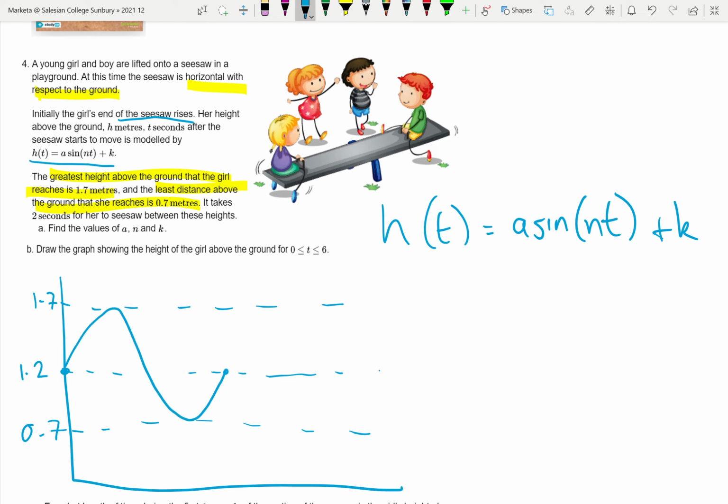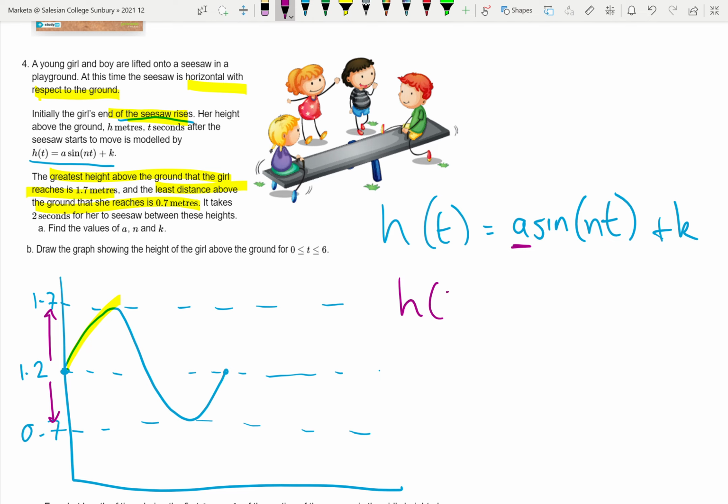So far, what I've got there, it tells me that the girl's end of the seesaw rises first. So that's why I've gone up here rather than down. So it's going to be a positive sine graph. So our A value, that's the amplitude of the graph. And what we see is that to get from the average value to either the maximum or the minimum value is either plus or minus 0.5.